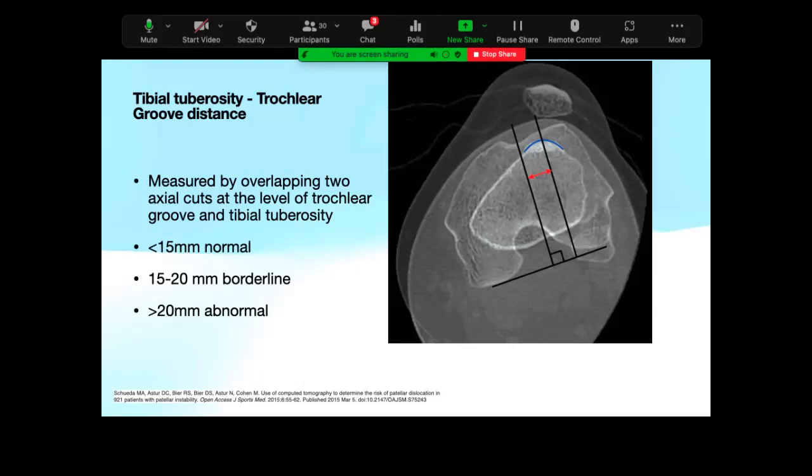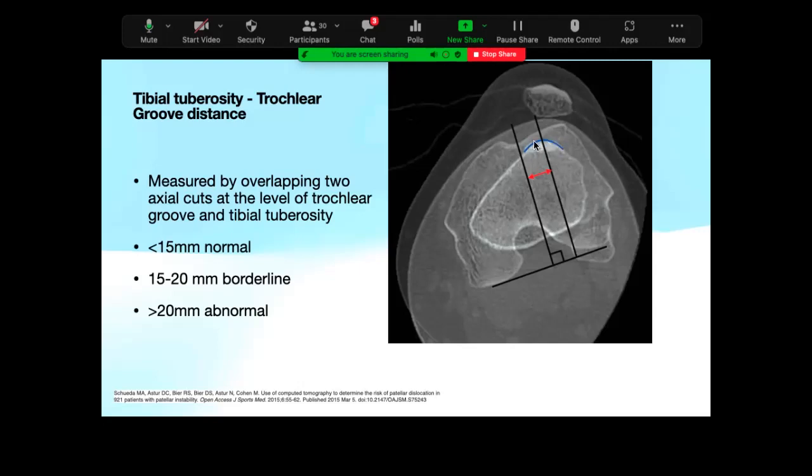The first line is drawn as the posterior intercondylar axis, joining the posterior aspect of both condyles. The second point we identify is the deepest point in the trochlear groove, this point. And we draw a perpendicular line from this point to the posterior condylar axis. For the other line, we choose the center of the tibial tuberosity.